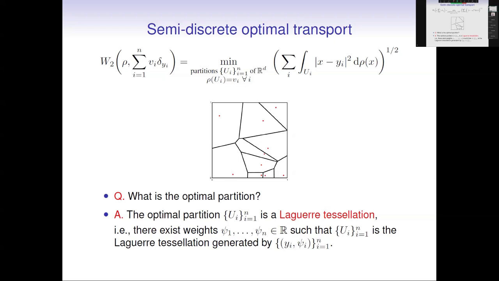Right, and you can go back the other way, taking the tessellation and defining an optimal transport problem that matches it. If you give me a Laguerre tessellation, that comes with a set of weighted points that generate it. The seeds give you the support of the target measure, and you take the vi to be the mass of the Laguerre cells. You define vi to be rho of Ui.